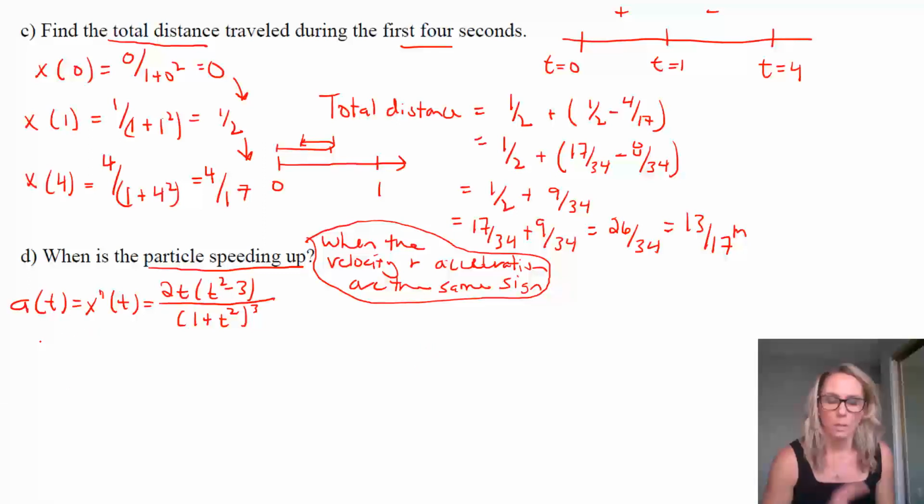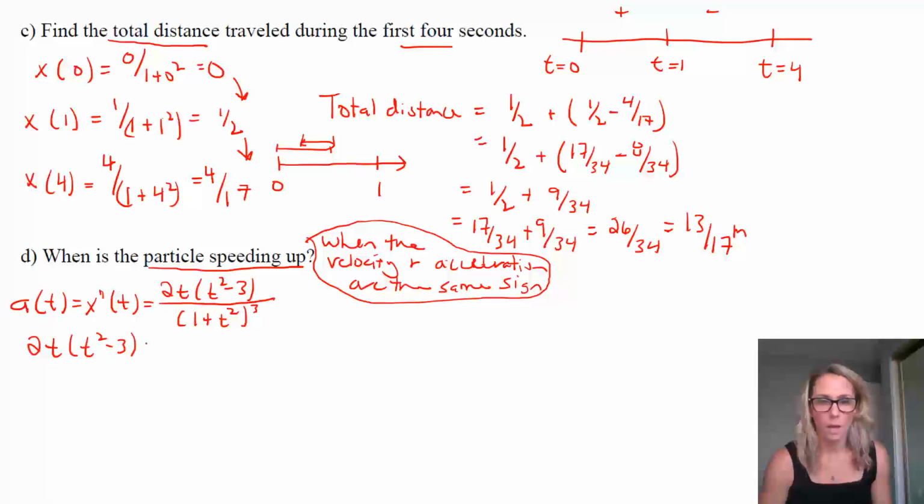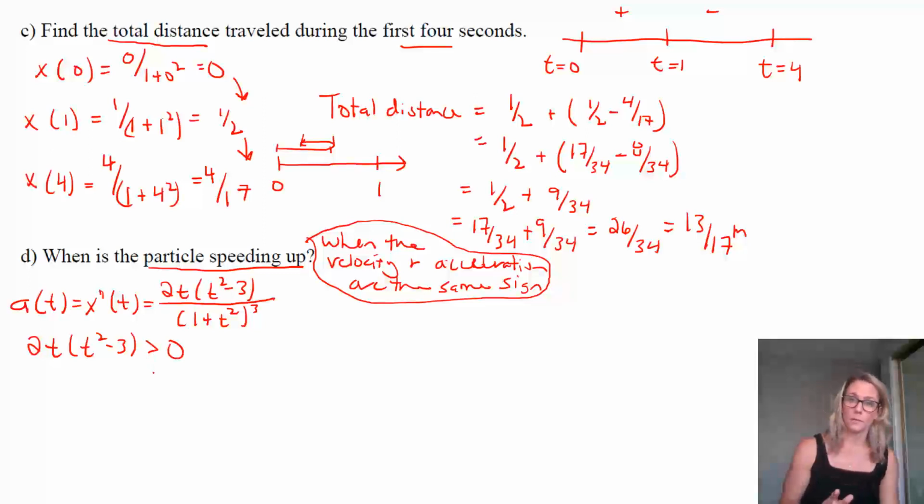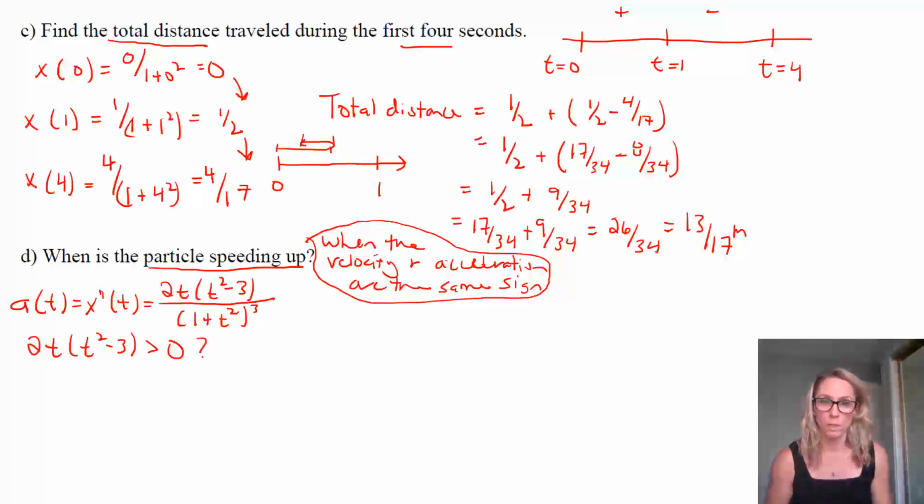Okay. Here's what we care about. Denominator, still always positive for acceleration. But now we have 2t times t squared minus 3, and we want that to be greater than 0. Basically what we want to look at is, when is it greater than 0? When is it less than 0? These are already things we know about the velocity. So really we just want to check on this.